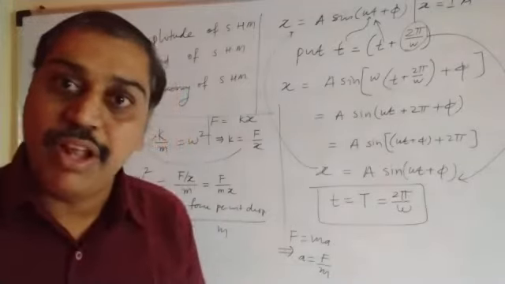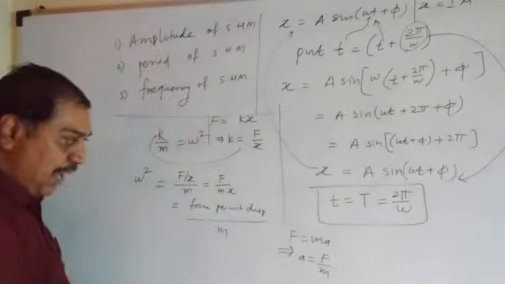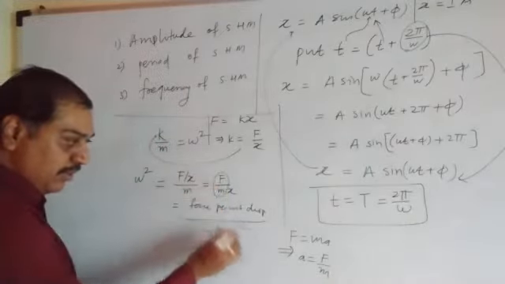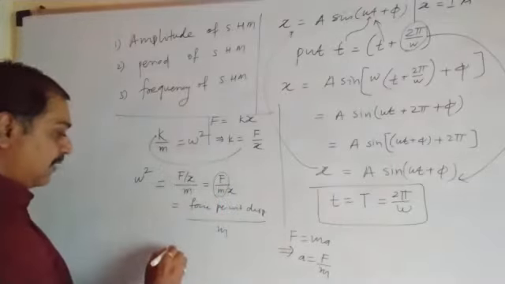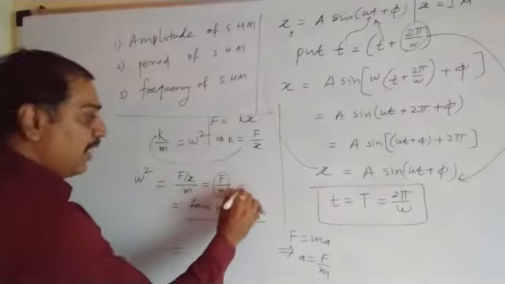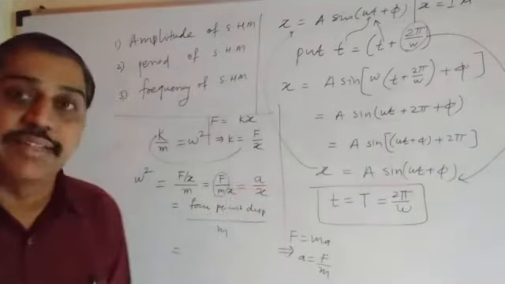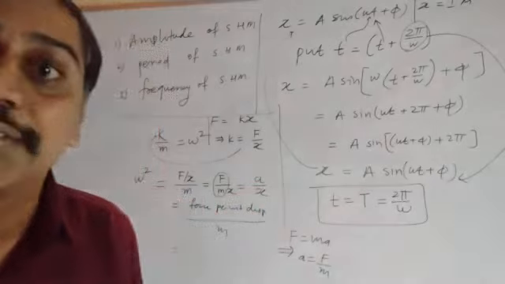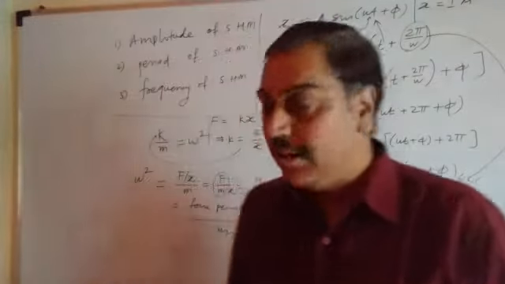F by M is what? A. See, force divided by M. This F by M is acceleration. Put it here. Then we can write the same thing here: A divided by X. Acceleration per unit displacement. It is said to be acceleration per unit displacement.